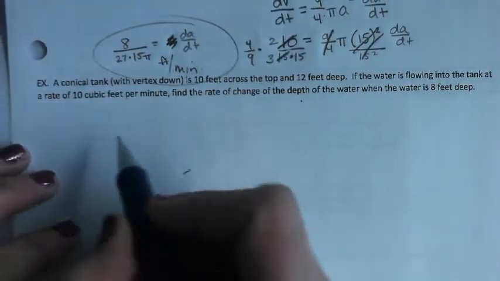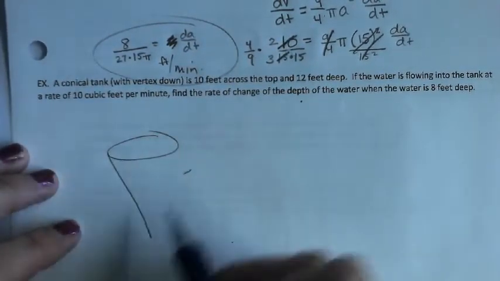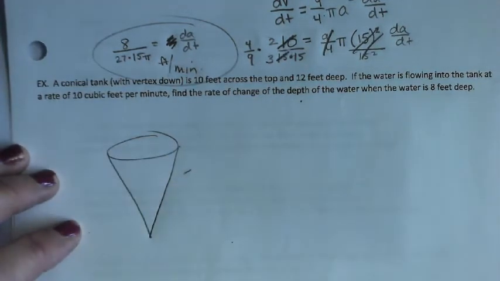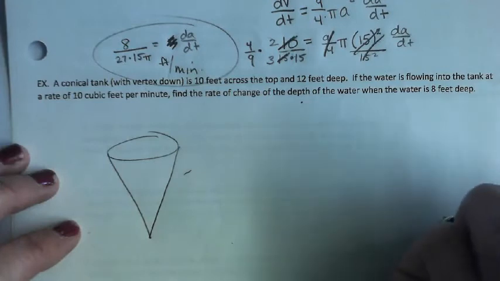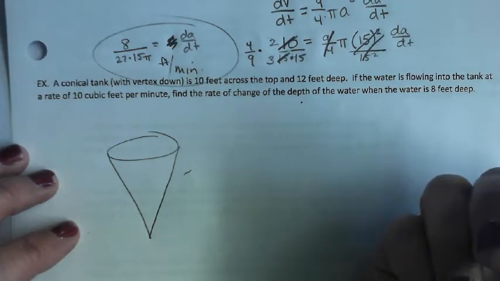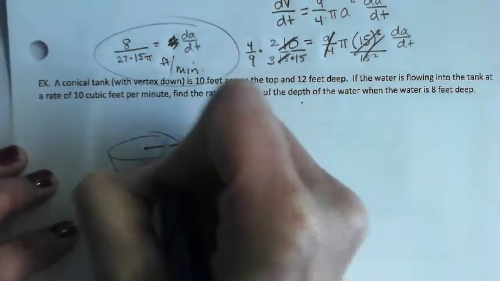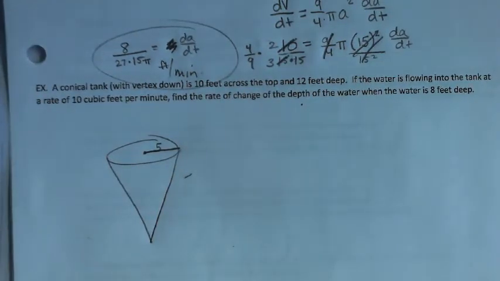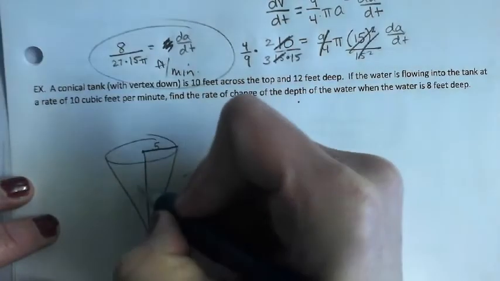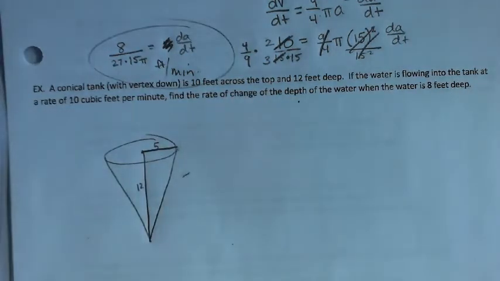Another cone, a conical tank with vertex down. The tank itself is 10 feet across the top. So what, most importantly, is the case? Right, radius is 5. I'm not a big fan of ever labeling the diameter because almost always the radius is what you really need. So I just simplify it and get that out of the way right away. And 12 feet deep. So that's the size of the tank.